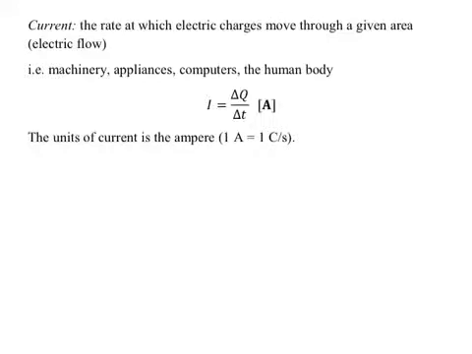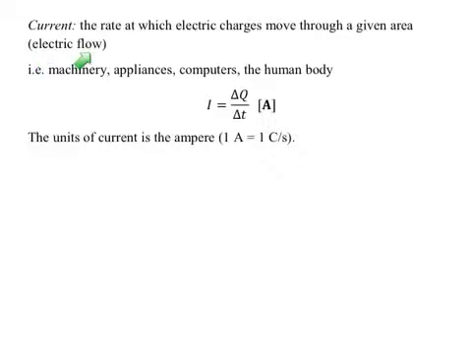Now let's start with the definition of current. Current is the rate at which electric charges move through a given area. And again, right away notice it says rate. So when you hear rate, you know it's per given time period. So right away we know that this is going to be some sort of amount of quantity moving in a given time period. So it's electric flow.